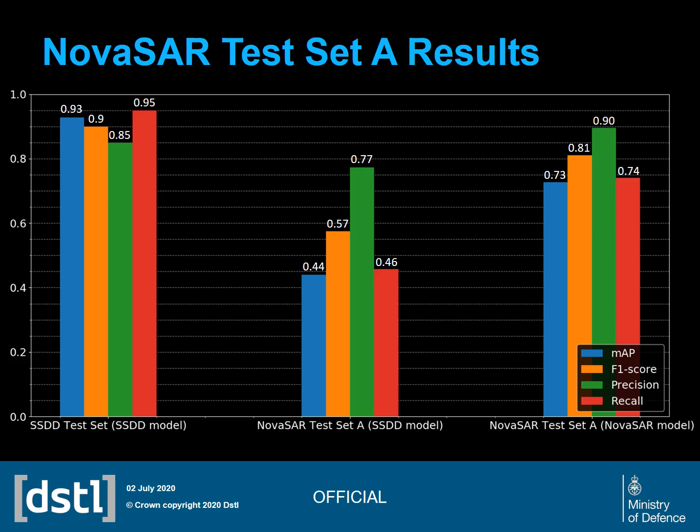The NovaSAR trained model demonstrated improved performance in NovaSAR images on the right compared to the SSDD model, detecting 74% of the ships present with a precision of 90%. It's expected that with a large enough training dataset, recall could be improved to match or even outperform the SSDD results seen on the left-hand side.